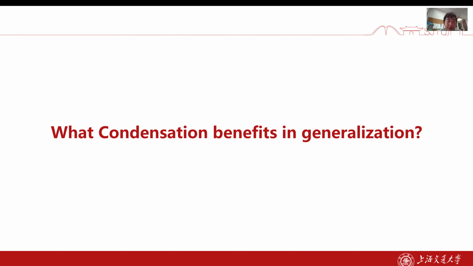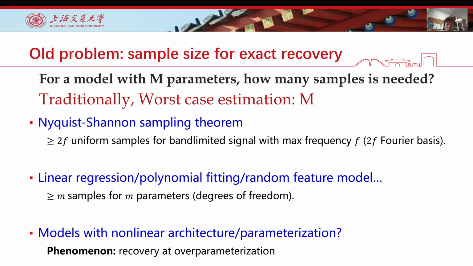This is the last piece on condensation. We try to get back to our key question about generalization. What does condensation benefit in generalization? This is a very old problem about generalization. If we want to have exact recovery of a target function, how many samples should we have? Traditionally, if you have n parameters, we usually will have m samples. This is the worst case estimation because we need one sample as one condition for one parameter.